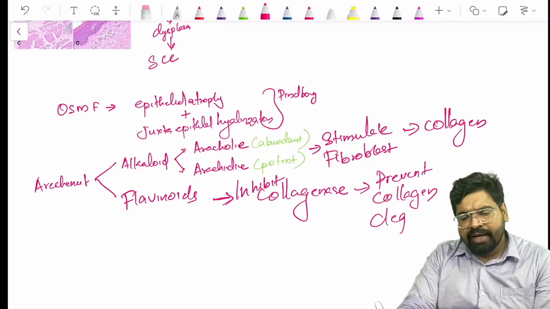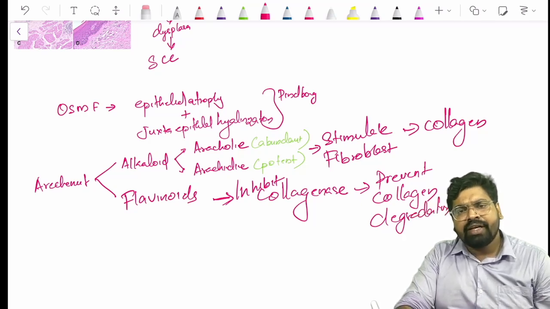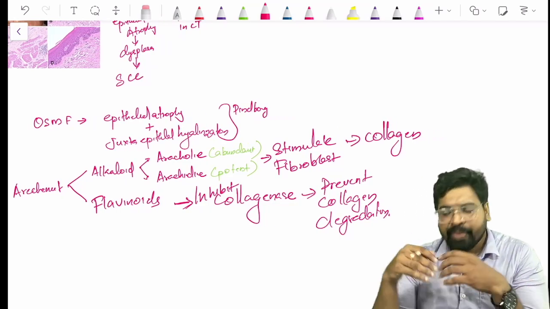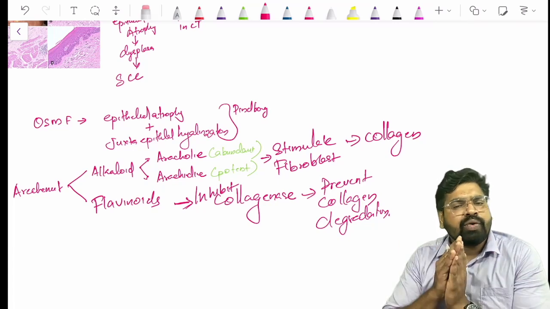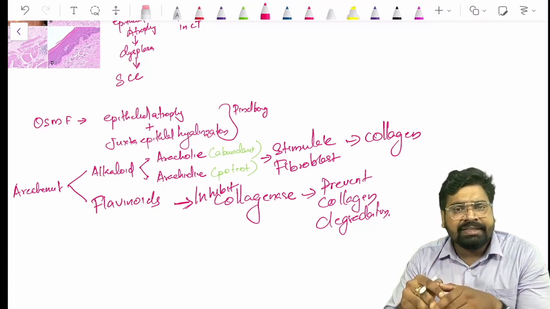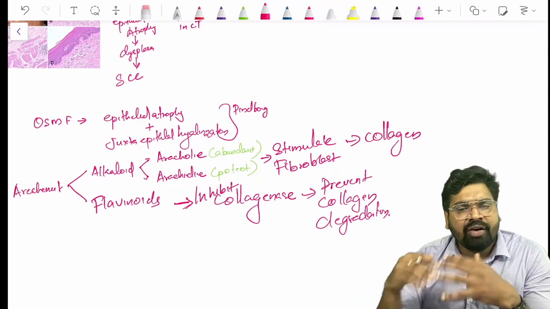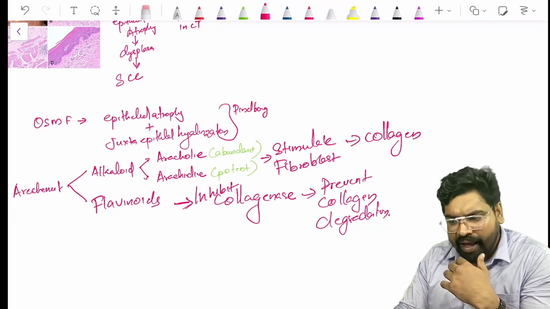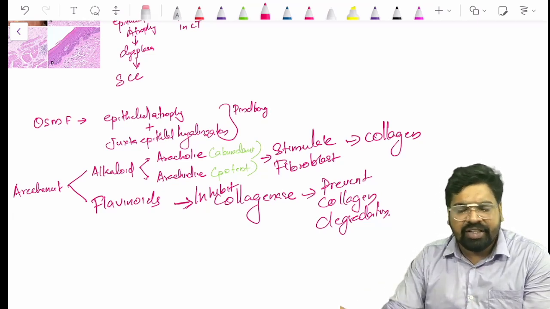So what happens actually here? More collagen is produced, and this collagen cannot be removed also. So that is why there is increased fibrosis. That all results in fibrosis. So this is what happens here in a normal condition.